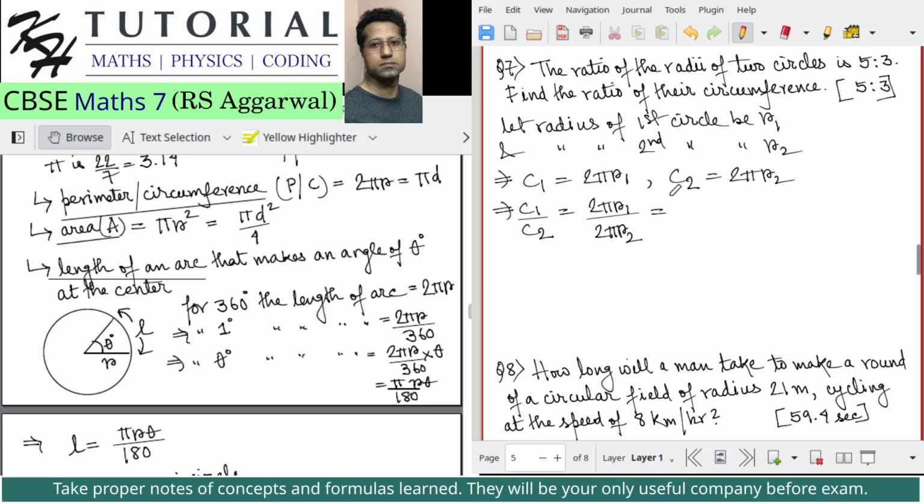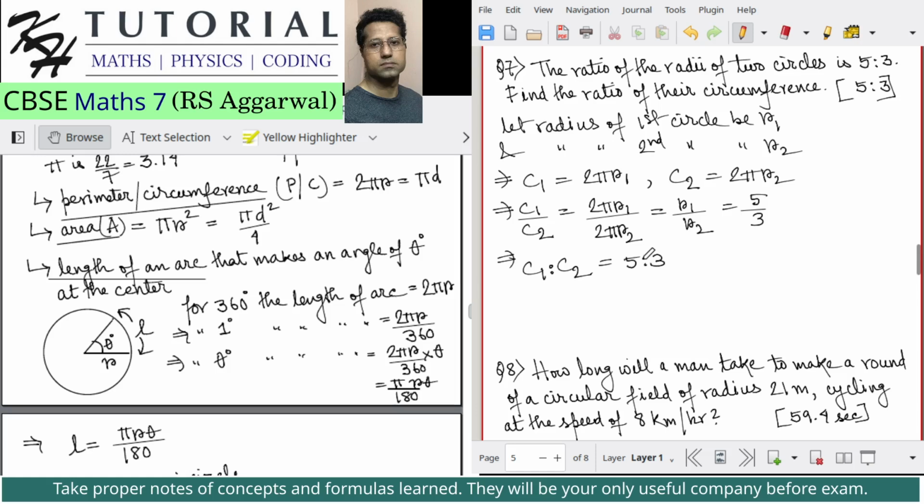2 pi will cancel out, and this will be equal to r1 by r2. It is already given that the ratio of the radius of the two circles is 5:3. So r1 by r2 is 5:3. This implies that the ratio of the circumference of the two circles is also equal to 5:3. Remember that. This is a very basic concept.